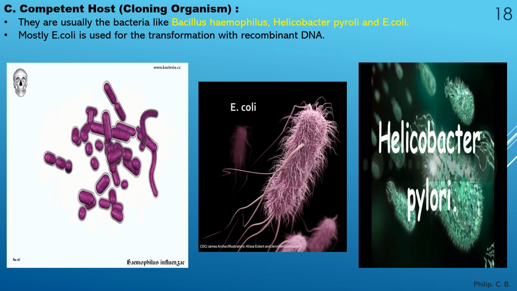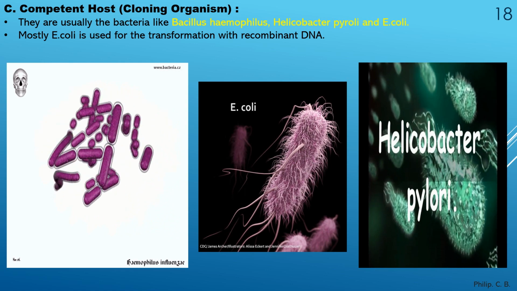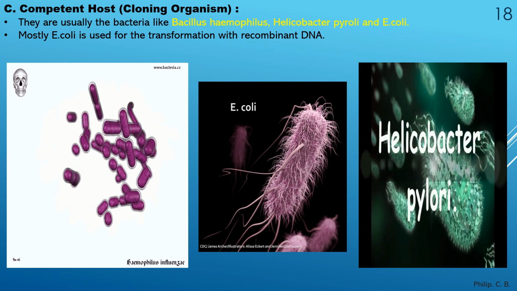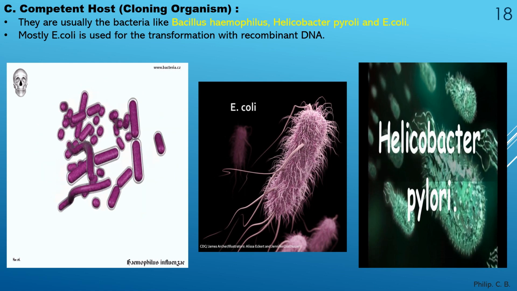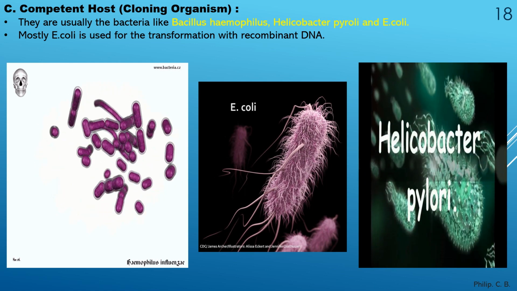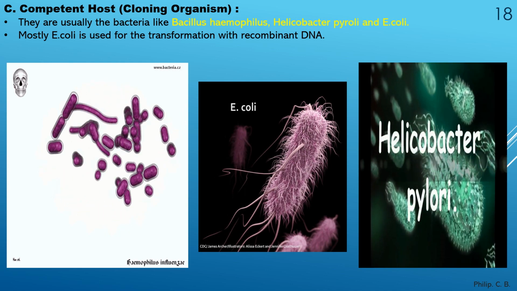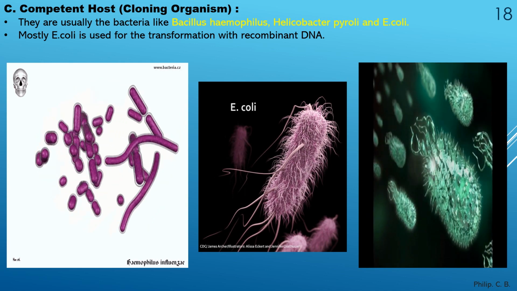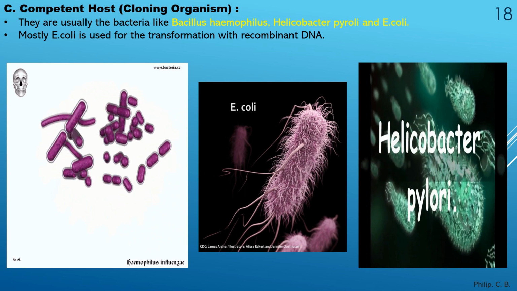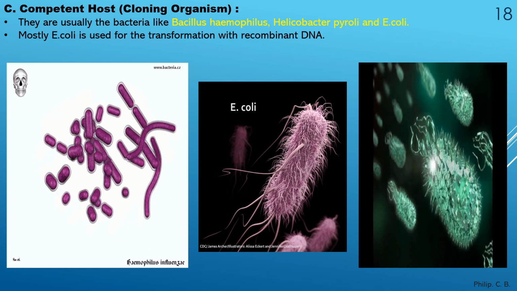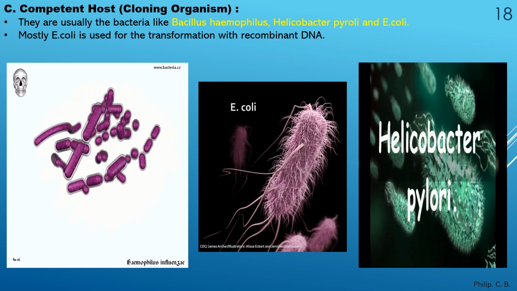Then lastly, the competent host or the cloning organism. Now they are usually bacteria like Bacillus, Haemophilus, or Helicobacter pylori, and E. coli. Mostly E. coli is used for the transformation in recombinant DNA. So all these E. coli are used for transformation in recombinant DNA.